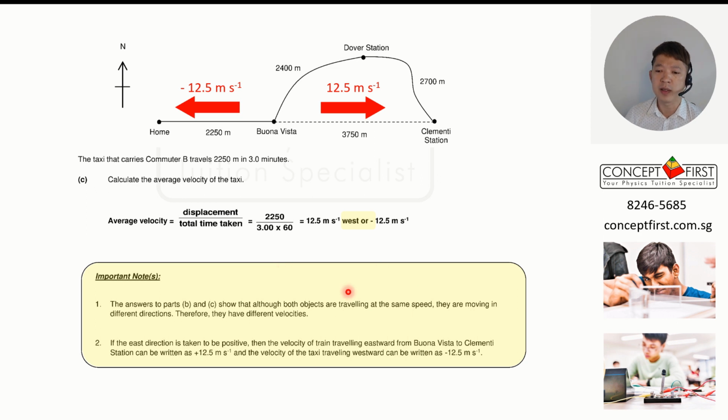Okay, so I've actually already explained everything here. So I just want to sum it up. Commuter A, the average velocity from Buena Vista to Clementi is 12.5 meters per second to the east, or indicated by the arrow here. And then for commuter B is 12.5 meters per second to the west, or indicated as negative. Now in terms of the speed, which is the value, they both are the same. But in terms of the velocity, because the term velocity includes the direction, so clearly they have different velocities. One towards the right side, one towards the left side, despite having the same value.